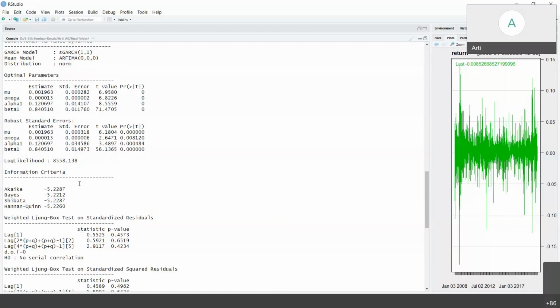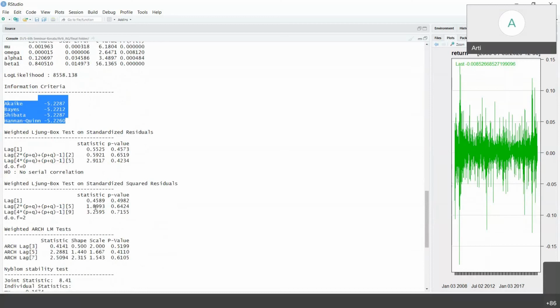The second thing is looking at the information criteria. These values should be lower. The model which has the lowest values of the information criteria is much more efficient than the other competitive ones. So these are the things, and the third thing I would like to share with you.